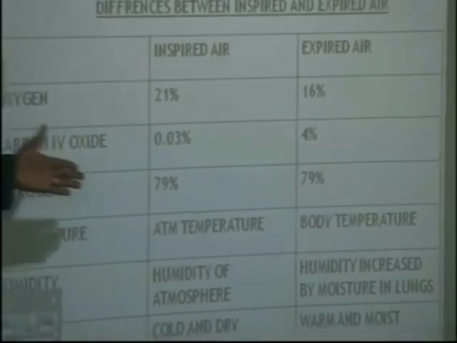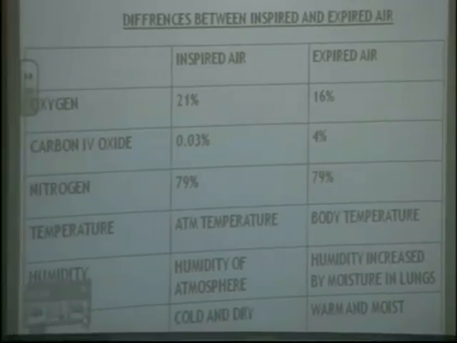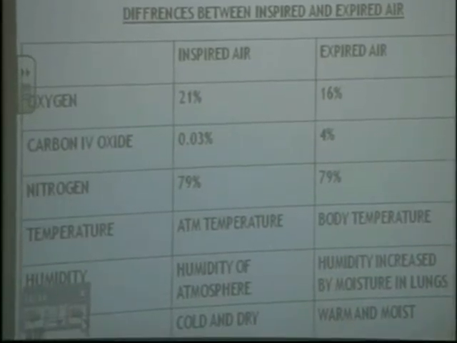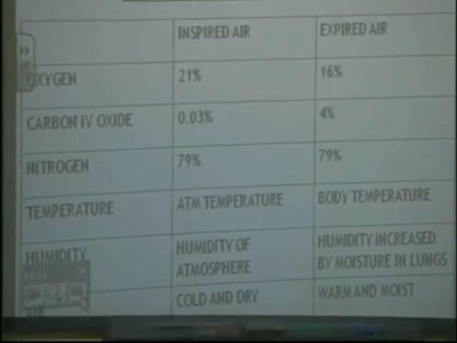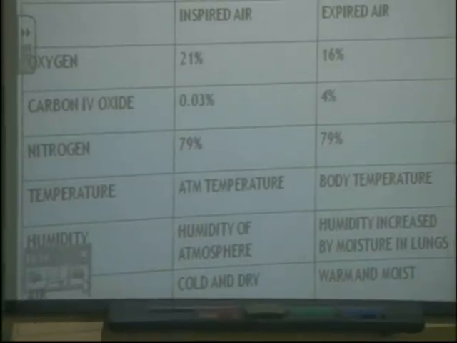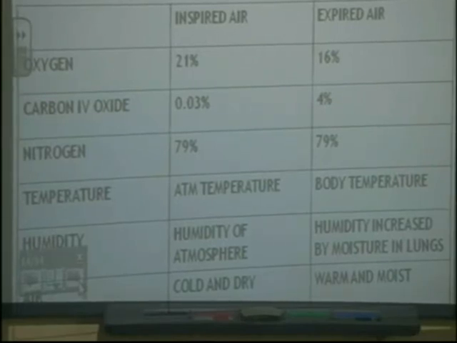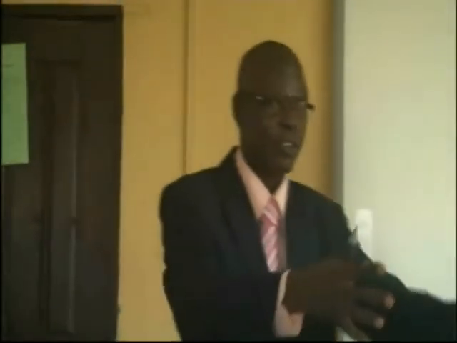Atmospheric temperature is what you have when you breathe in, but when you breathe out, it becomes body temperature. Then also, humidity is atmospheric humidity when you breathe in, but when you breathe out, the humidity is increased according to the moisture of the lungs. And of course, the air is cold and dry when you breathe in. But when you breathe out, you have warm and moist air. And all this explains the process of respiration, external respiration.